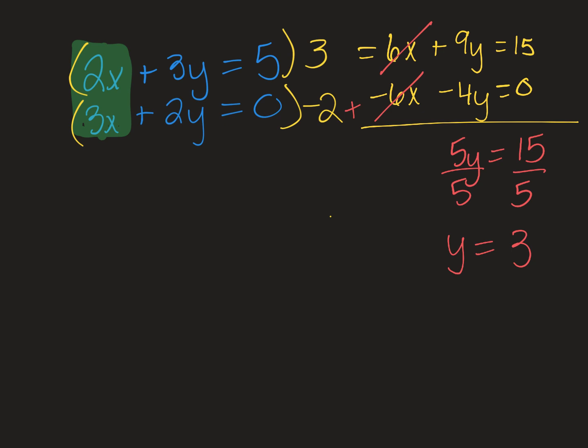In the parentheses, you always have to put x first. X always goes first, yeah. So now that we know y, do you want to plug into our top equation or our bottom equation? Top one. All right, so 2x plus 3 times 3, because that's what y is, equals 5.